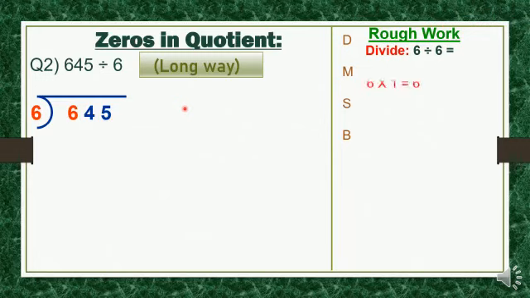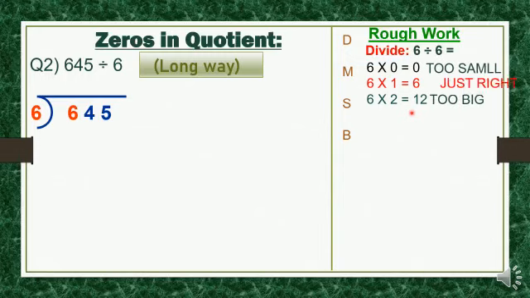So we will write the table now. 6 zeros are 0, 6 ones are 6, 6 twos are 12. We can see that 6 twos are 12 is too big and 6 zeros are 0 is too small. So the just right number is 6 ones are 6. So we can make one group of 6, and we will write that 1 on top of 6.